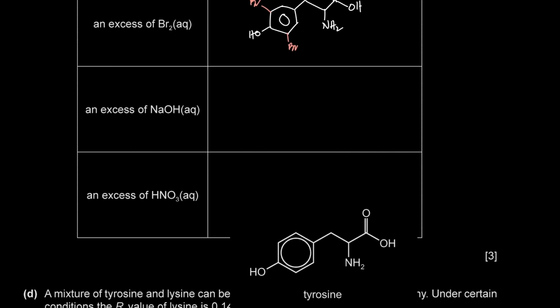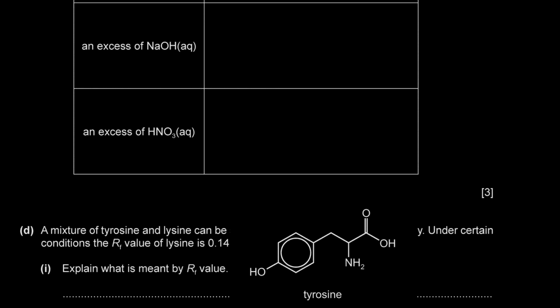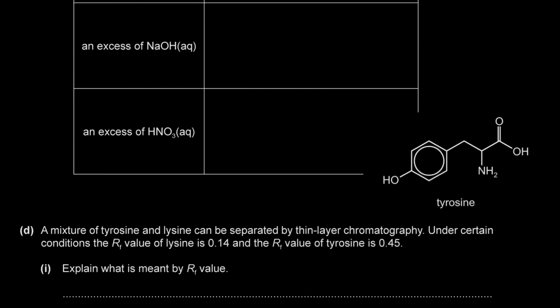When it reacts with an excess of aqueous sodium hydroxide, what do we get? Phenol and carboxylic acid are both acidic, so they'll both react with sodium hydroxide to form salt and water. They'll both be neutralized. So both of these OH groups will be deprotonated. This guy will become a salt, O minus Na plus. You can just write O minus as well; you don't have to write Na plus. And then the OH group from the carboxylic acid will also get deprotonated.